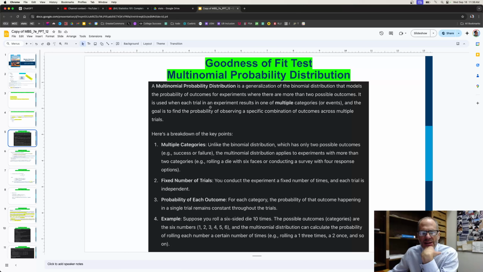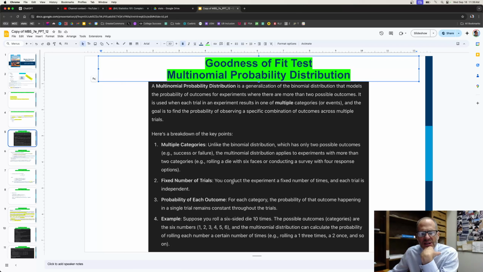It is used when each trial in an experiment results in one of multiple categories or events, and the goal is to find the probability of observing a specific combination of outcomes across multiple trials. So multiple categories, unlike the binomial distribution, which only has two possible outcomes, success or failure, the multinomial distribution applies to experiments with more than two categories, e.g., for example, rolling a die with six faces or conducting a survey with four response options, right? That's multiple categories. A survey with four response options. Multinomial, multiple names, multiple categories, right?